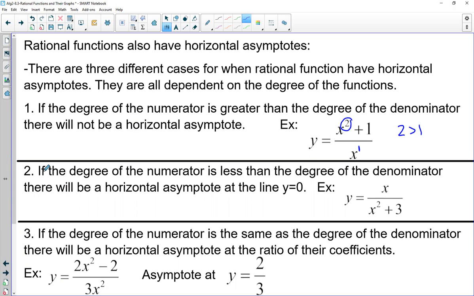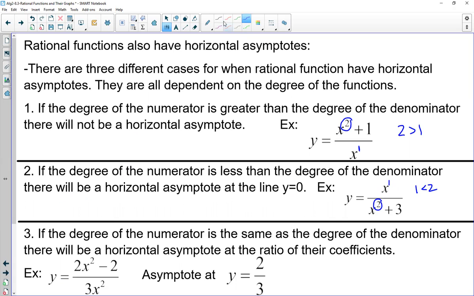In the second case, if the degree of the numerator is less than the degree of the denominator, there will be a horizontal asymptote at the line y is equal to 0. As we can see, the degree of the numerator is 1, the degree of the denominator is 2. Since the numerator is less than the denominator, we're going to have a horizontal asymptote at the line y is equal to 0.